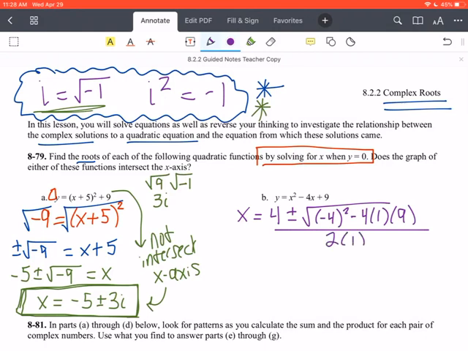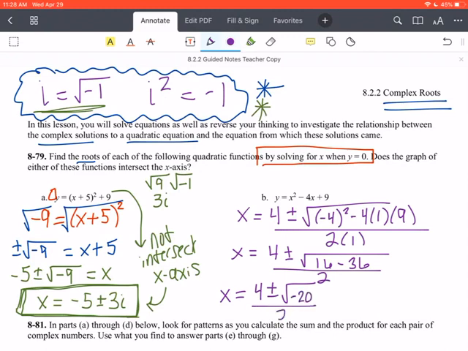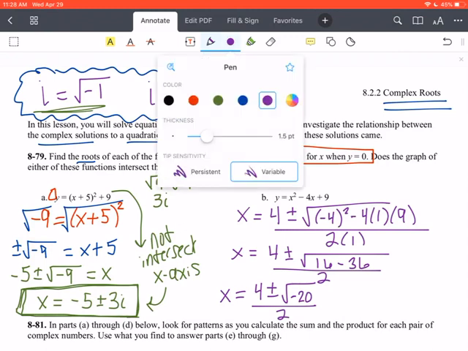Okay, when we simplify under the square root, we get x equals 4 plus or minus the square root of 16 minus 36 over 2. So what does that result in? We have 4 plus or minus the square root of 16 minus 36, which is negative 20, over 2. So what is this going to be? This is going to result in complex roots.